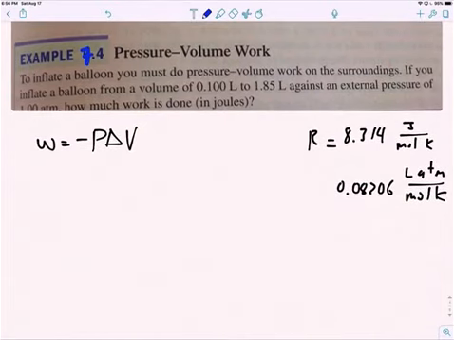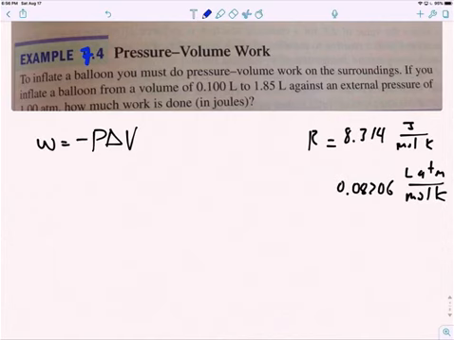So let's go on and talk about work. We've already talked about heat flow. Let's talk about work. To inflate a balloon, you must do pressure volume work on the surroundings. If you inflate the balloon from a volume of 0.1 liters to 1.85 liters against an internal pressure of 1 atmosphere, how much work is done in joules?